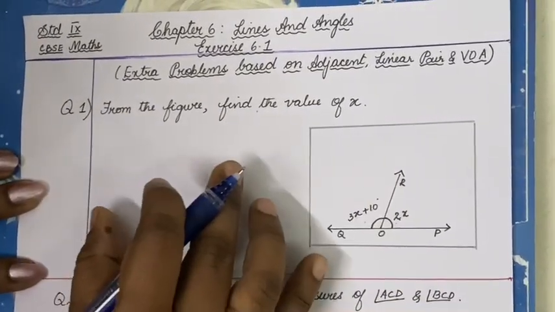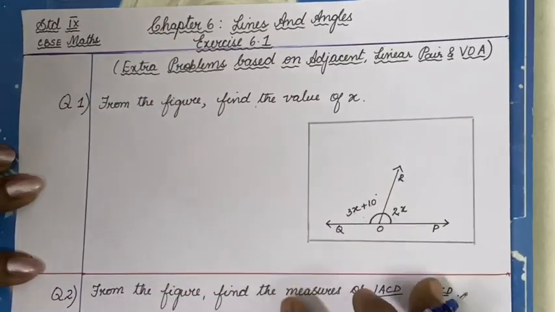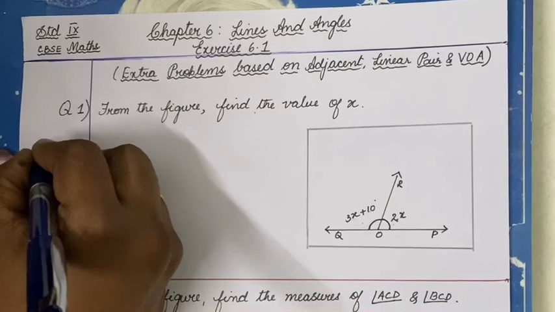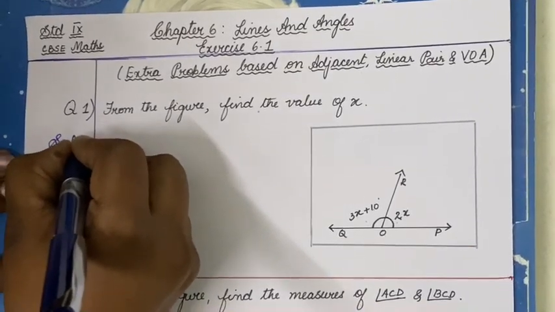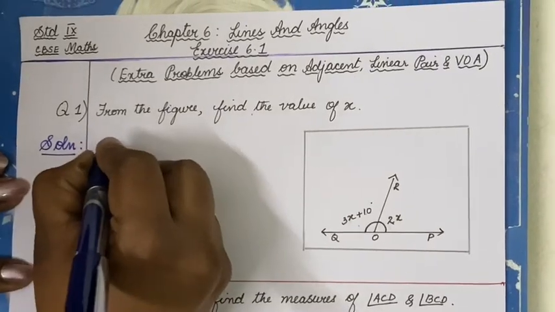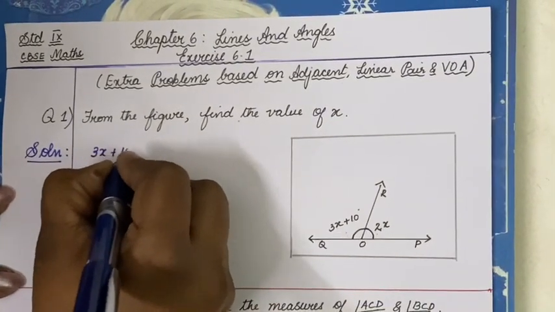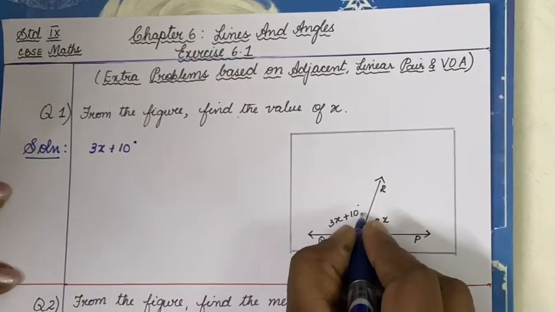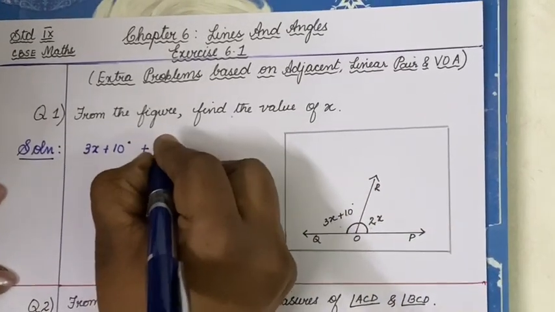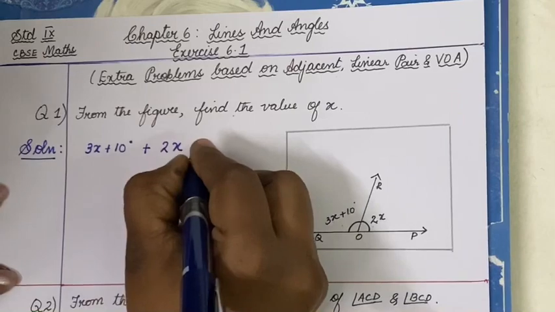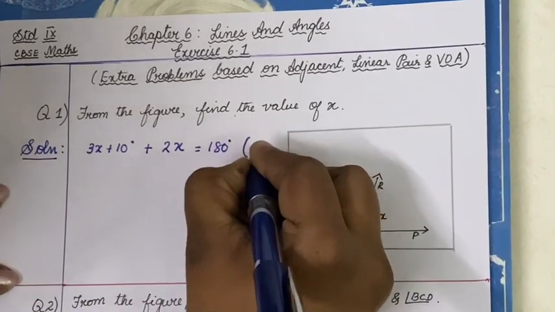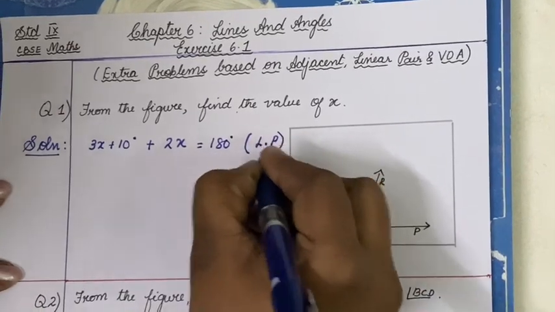Generally, only for theorems and proofs is that format required. It's a numerically based problem, so directly I have a habit of writing SOLN for solution. So directly you can start writing. First, 3x plus 10 is the measure of the first angle, plus the second angle, 2x. And the sum of these two angles is equal to what? 180 degrees, and you must write the condition because it is a linear pair.